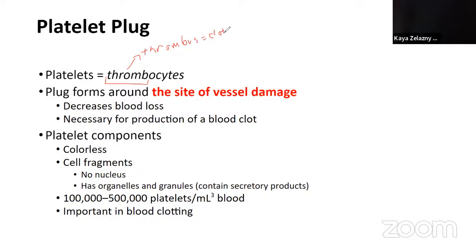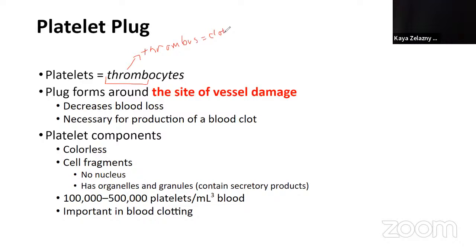It's going to cause platelets to adhere to it, to stick to it. And then they're going to aggregate, they're going to lump together to form a blood clot. And specifics of that are also on future slides. But this plug, plugging up the gap, that laceration, that site of vessel damage, further decreases blood loss.